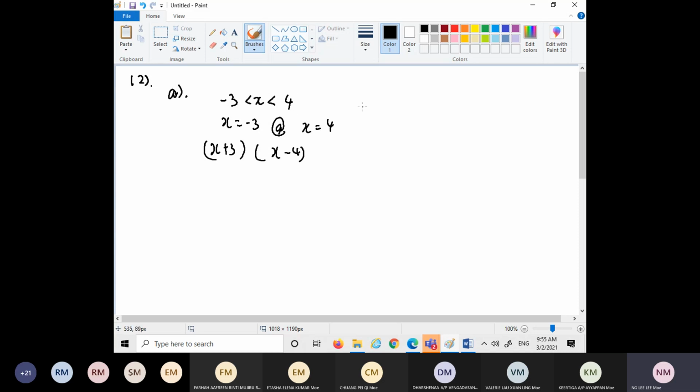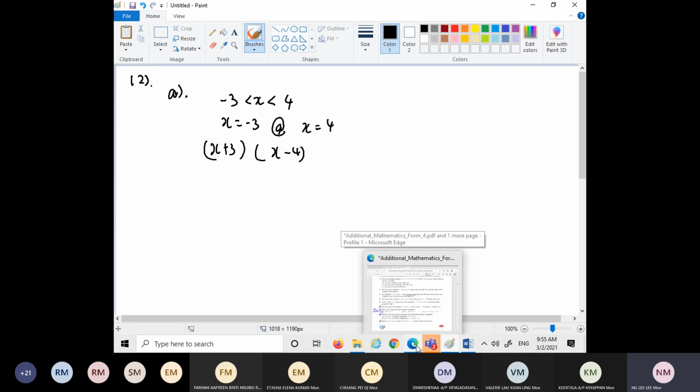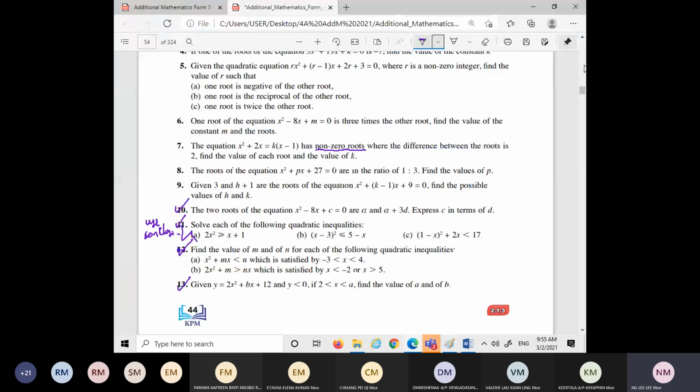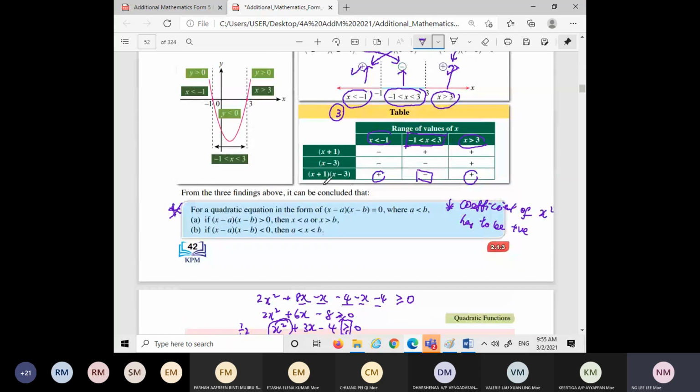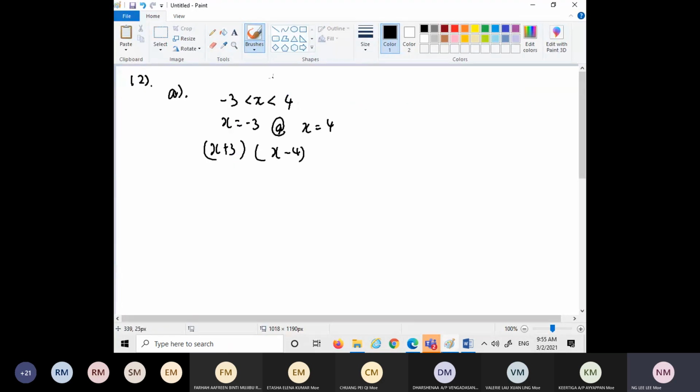Okay, remember you will memorize the conclusions. If this is in between, so what is this sign? Okay, we come back to the textbook, page 42. Look at this conclusion. If this is the one in between, this one is smaller than 0. Okay, this is in between. This one is smaller than 0. Okay, this is the meaning.